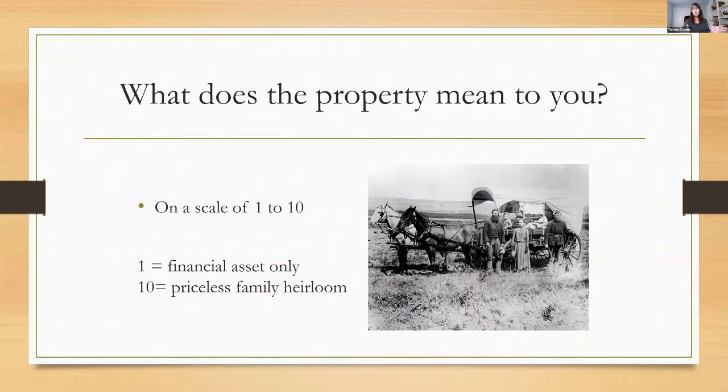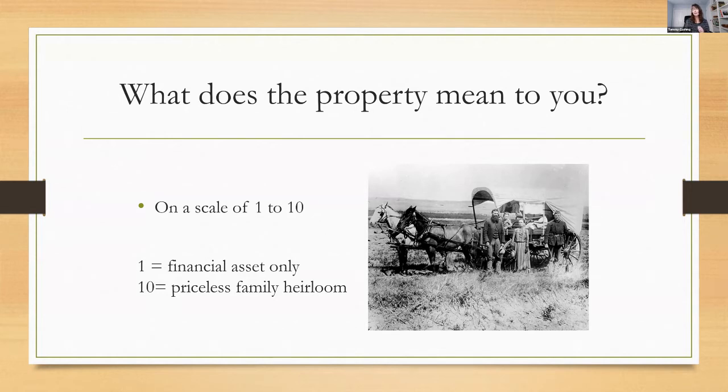So we're going to take a breather for a second, and I want you to think about what the property means to you. This is something we call the heirloom scale. On a scale of 1 to 10, I want you to think about what the property means to you. 1 being that it's a financial asset only. I only hold this because it's got timber on it. I'm going to sell the timber and it's going to fund my retirement, but that's all it is to me. If somebody offered me money, I would walk away.